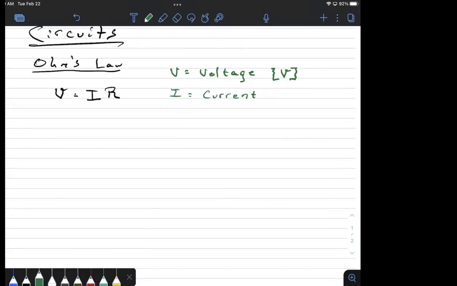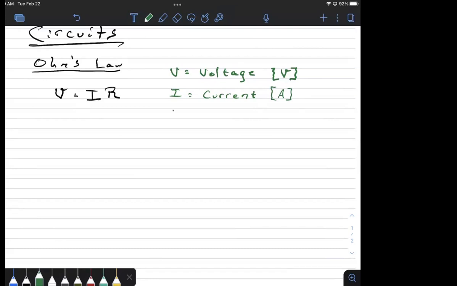And so the current, just like with water and pipes, you know what water current is. It's the flow of the water going through. Well, same thing with electricity. The current is the flow of the electrons moving through your wire. And the unit for current is capital A, which stands for amps, A-M-P. Amperes is the full word, but we call it amps.